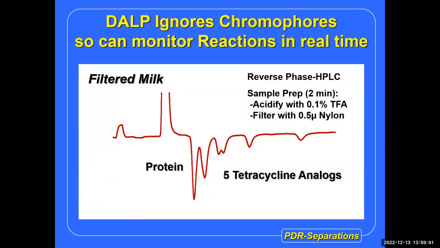This is an example of how the polarimeter does not see chromophores. The chromatogram here is not important, but this is filtered milk, raw milk, with very simple sample prep. So there's a tremendous number of chromophores but we're not seeing them. Why am I showing you this? Because if you have a reaction vessel, you can pump the liquid from the reaction vessel through the flow cell and back to the reaction vessel, and you can monitor the optical activity. You don't necessarily need to separate out all of the chromophores in order to see what's going on.